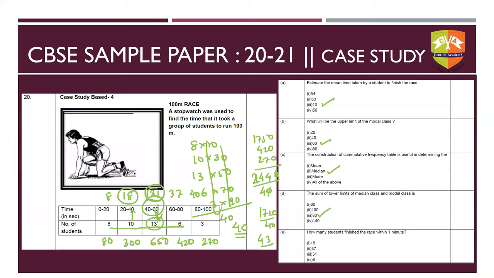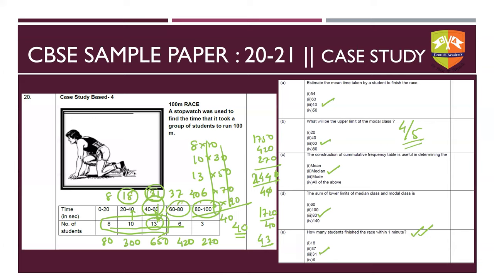How many students finish the race within 1 minute? This is very easy. So this is again a less than type thing. They should not have asked this, but then they are asking, no worries. So you must be ready. You can find out from the data. So within 1 minute is 13 plus 10 plus 8. These two people took more than 60 seconds. So hence this sum will be the final. So 31. Very good. So you have to answer 4 out of 5, not all.